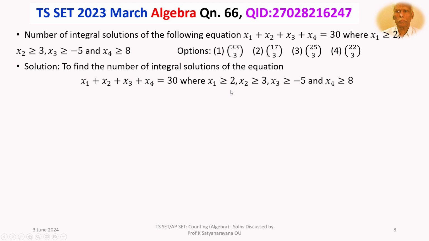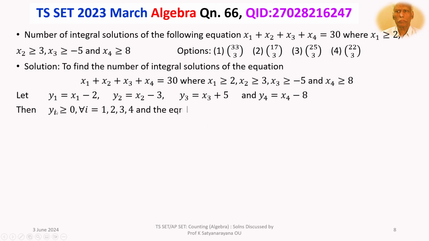For that I will put y1 is equal to x1 minus 2. When x1 is greater than or equal to 2, then y1 will be greater than or equal to 0. That means y1 will be a non-negative integer. y2 is x2 minus 3, y3 is x3 plus 5, and y4 is x4 minus 8. Then, subject to the given constraints, the new constraints will be yi greater than or equal to 0 for all i equal to 1, 2, 3, 4.